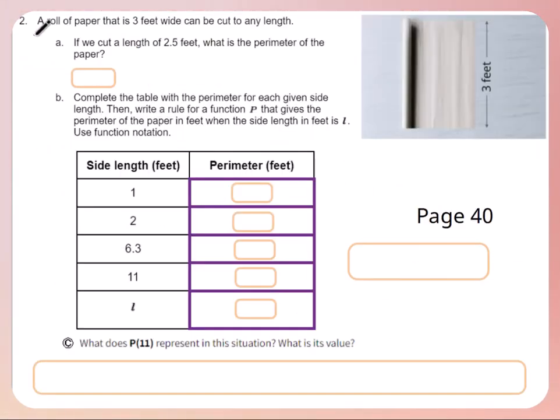All right, question number 2. We have a roll of paper that's 3 feet wide and it can be cut to any length. So here's a picture of the paper. If we cut a length of 2.5 feet, what is the perimeter of the paper? Take a minute to see if you can calculate the perimeter. Draw a picture if you need to. So we're going to cut this to a width of 2.5 feet.